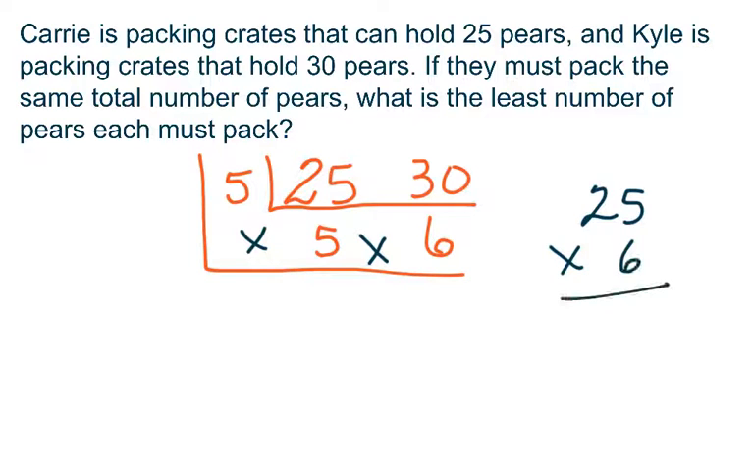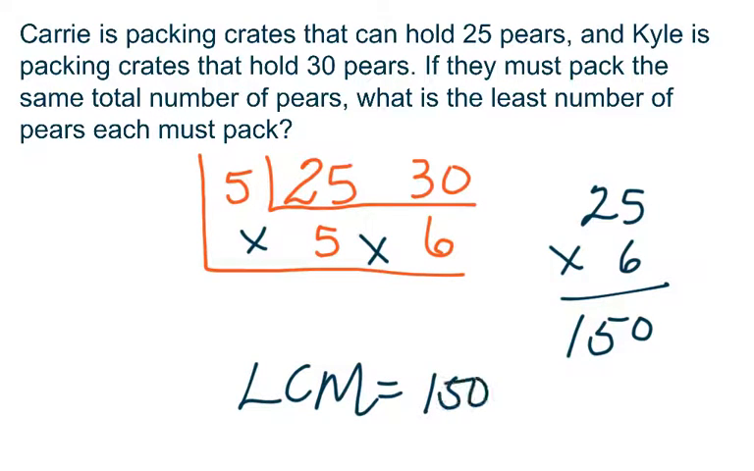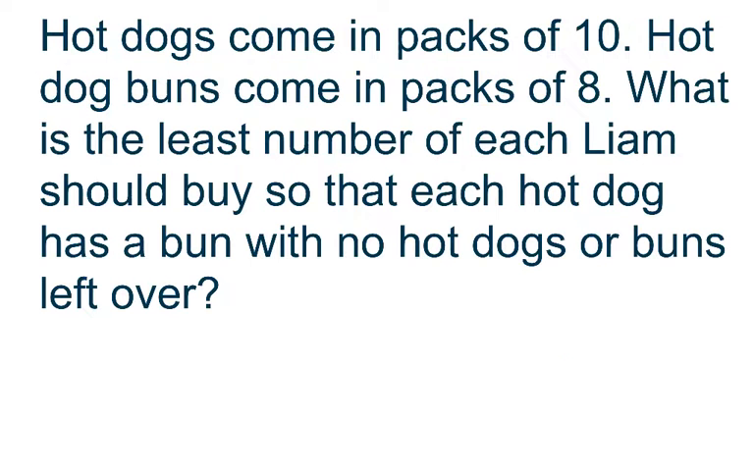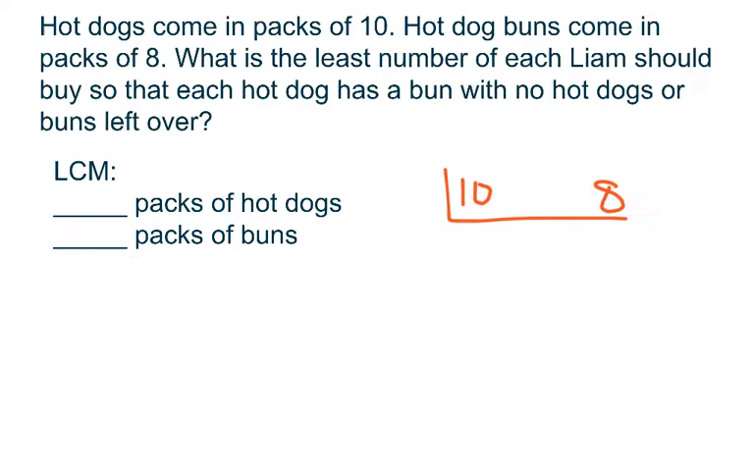If I don't know what that is, I need to multiply it out, and it equals 150. So LCM equals 150. So what's the least number of pairs each must pack? 150 pairs. Hot dogs come in packs of 10. Hot dog buns come in packs of 8. What is the least number of each Liam should buy so that each hot dog has a bun with no hot dogs or buns left over?